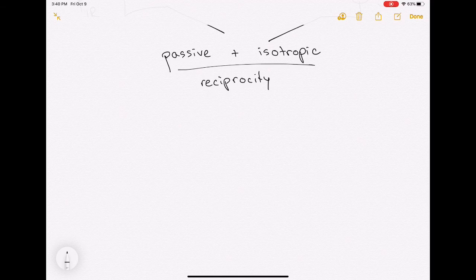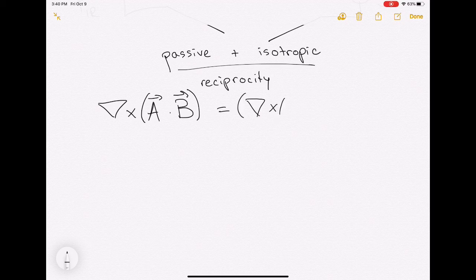We start with a vector identity, and that is that the curl of the dot product of two vectors, A and B, is equal to the curl of A dot B minus A dot the curl of B.